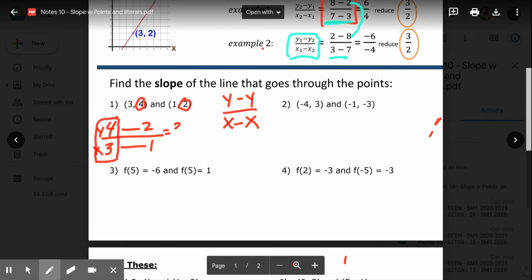So 4 minus 2 is 2, 3 minus 1 is 2, so 2 divided by 2 is 1. So that's the slope of the line. If we were to plot these points and draw the line, that would be the slope of the line.